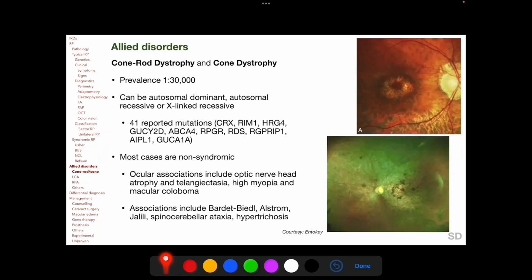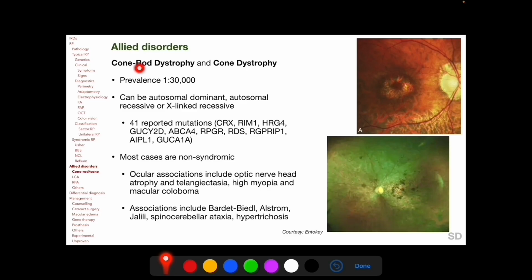Then we have disorders which, like retinitis pigmentosa, are inherited progressive diffuse retinal dystrophies but do not fall in the retinitis pigmentosa category. Among them we have cone rod dystrophy and cone dystrophy, Leber congenital amaurosis, and retinitis punctata albescens. Cone rod dystrophy and cone dystrophy have a prevalence of 1 in 30,000 individuals, and all three modes of inheritance are known to occur among this group of patients.